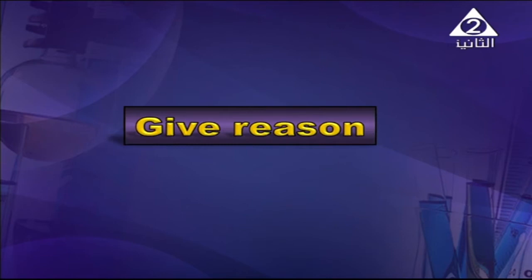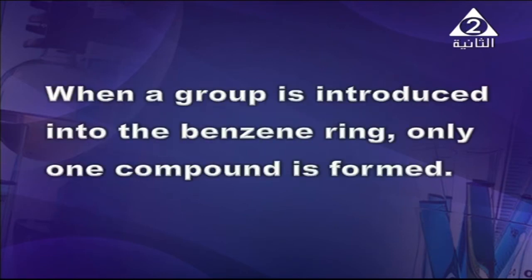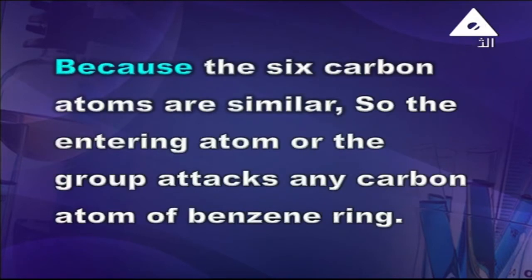So we have to give a reason at this point. When a group is introduced into the benzene ring, only one compound is formed, because the 6 carbon atoms are similar, so the entering atom or group attacks any carbon atom of the benzene ring.